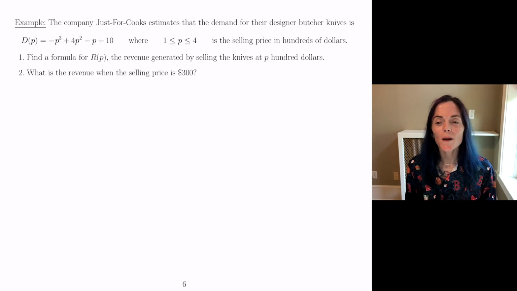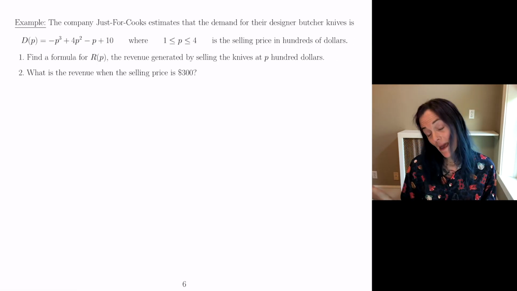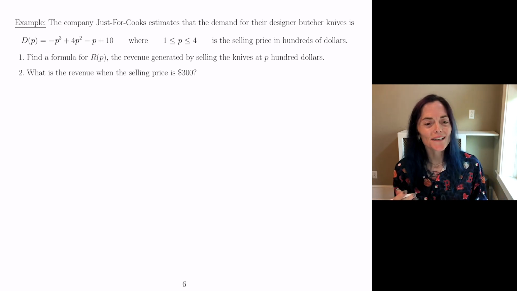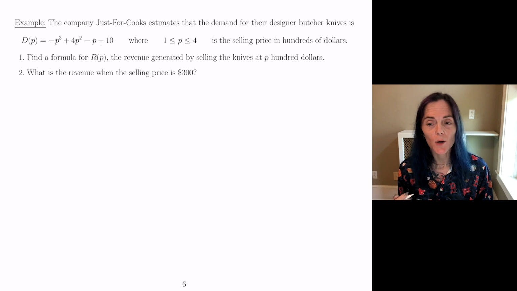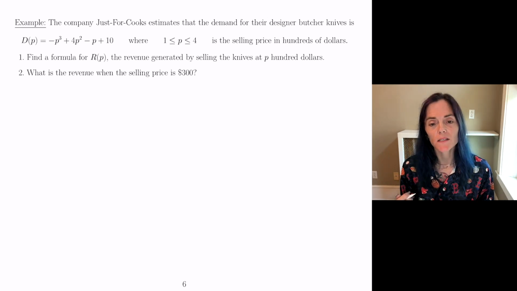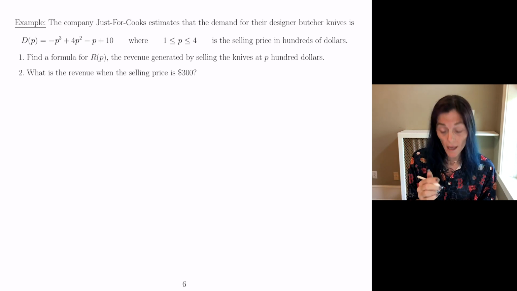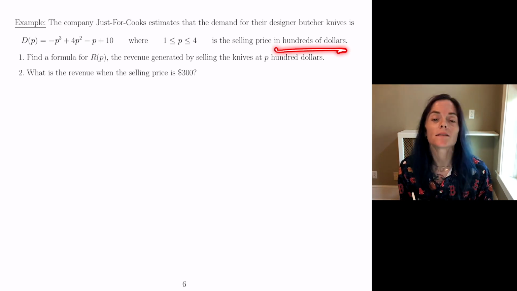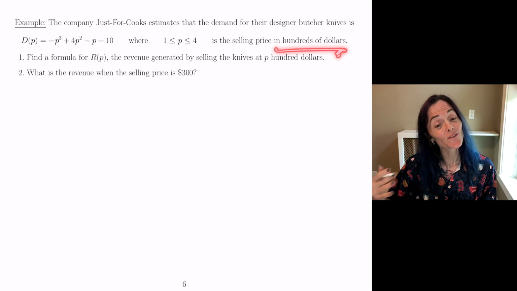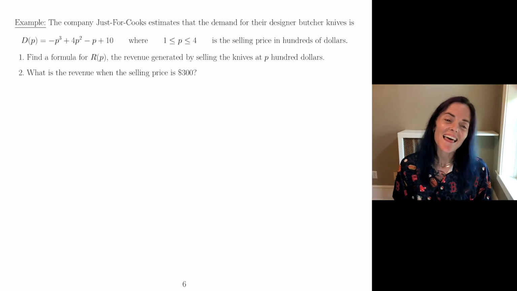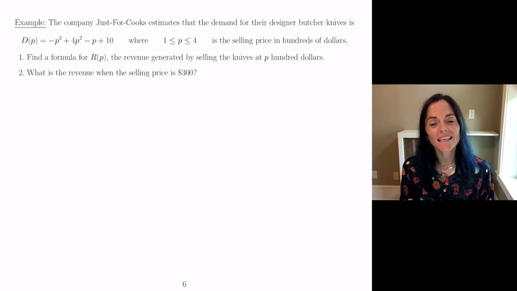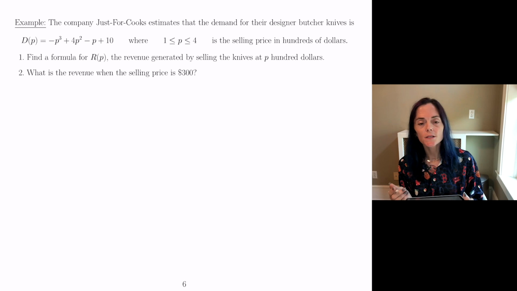All right, one more question, and I suppose I will remain in my Hawaiian shirt. The company Just for Cooks estimates that the demand for their designer butcher knives is given by this function. Here we're thinking about the price being between 1 and 4. This is in hundreds of dollars. Find a formula for the revenue generated by selling knives at $100. And then what is the revenue when the selling price is $300?